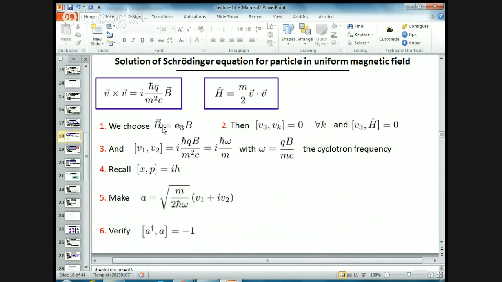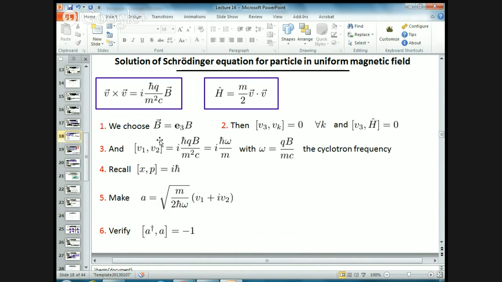Well, we first say we're going to treat the problem of a uniform magnetic field. If we can't solve that, it doesn't get simpler when we have a very complicated field. So we just choose the field to be along the z-axis. Then the velocity operator v3, which is the velocity along the magnetic field, commutes with the other two velocity operators. Do you see that?